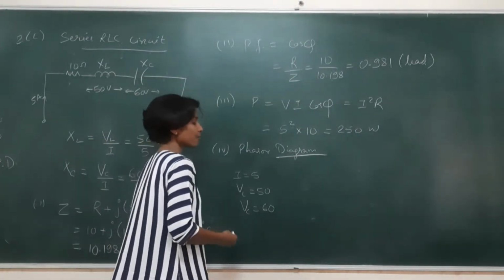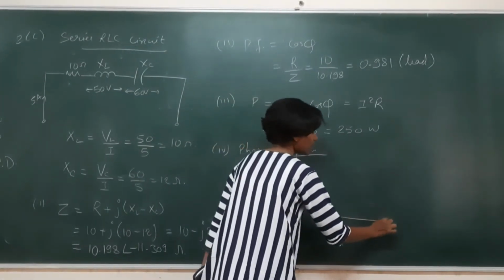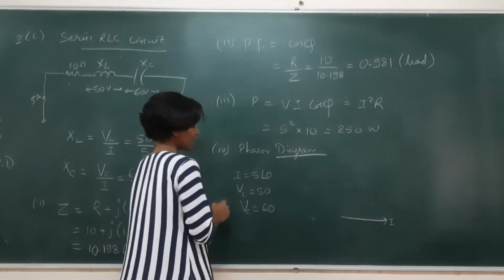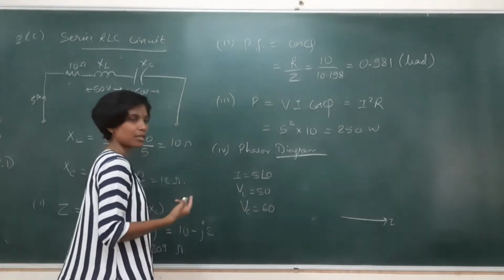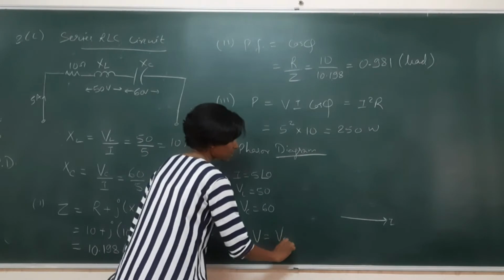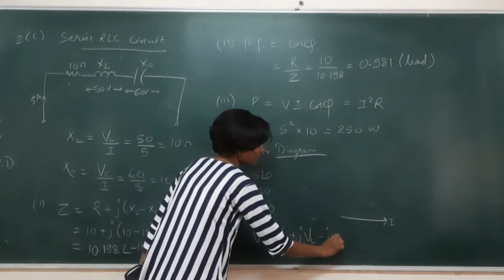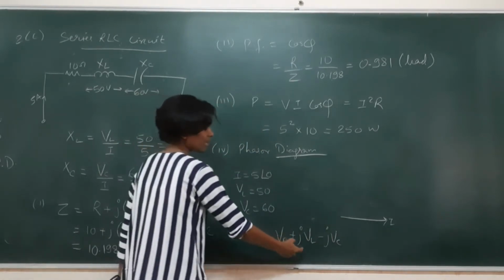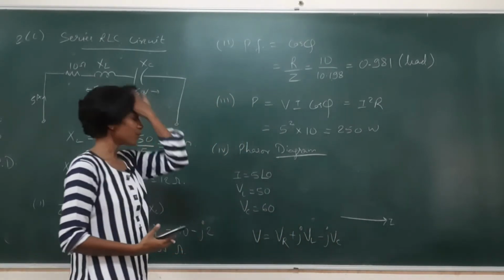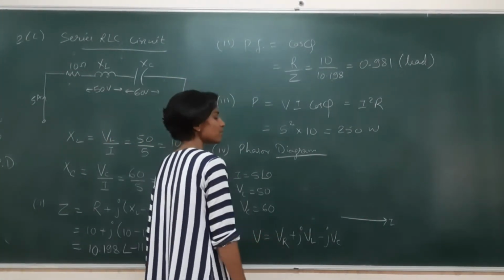Now what should be taken as a reference? Obviously the supply current. So we take it as the reference, that means 0 degree. This is my current and it is at 0 degree. Now VL and VC, what should be the angle of them? We know that in a series connection, the format for the net voltage is VR plus JVL minus JVC. Here plus JVL means plus 90 degree phase shift, and minus JVC means minus 90 degree phase shift. And VR we have at 0 degree, at the reference. VR is always in phase with current.